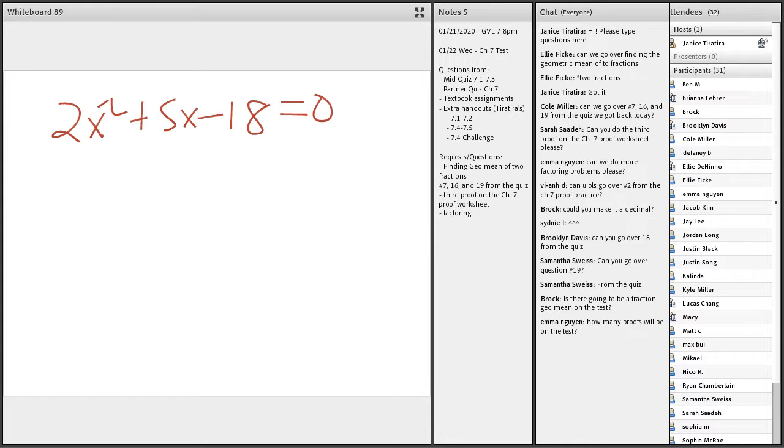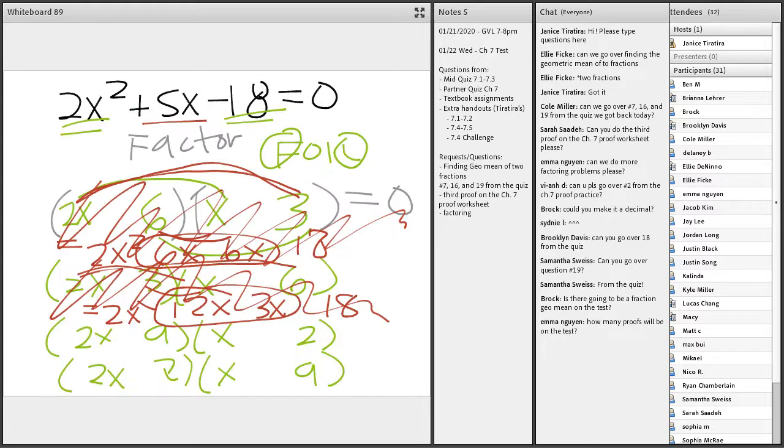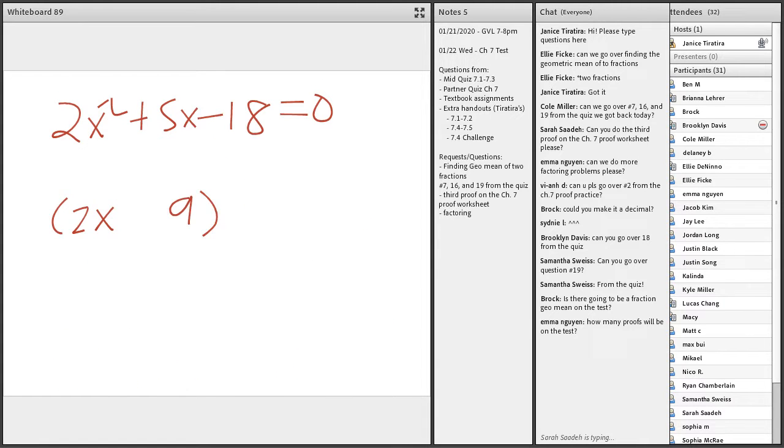But I will show you a more conventional way too. So 2x, oh shoot, I already forgot. Was it 9? Yes, 9 and x and 2. There will be one proof, Emma. So I'm just checking my work.